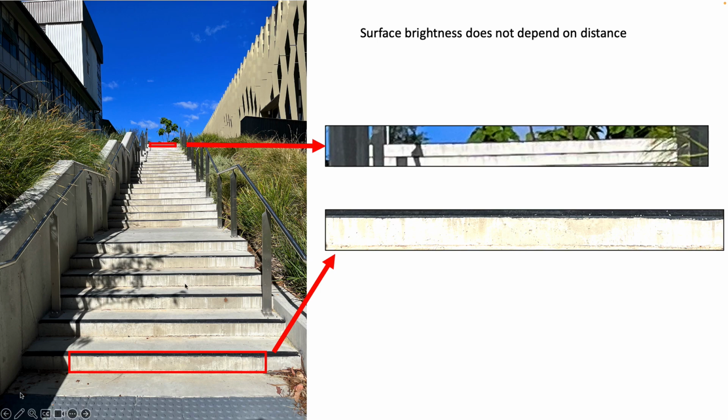Here, for example, is a flight of stairs just outside my office, and the bottom stair is much closer to me than the top stair. But if we enlarge the pictures of the two, we'll see the brightness per pixel is about the same. The reason is that they're illuminated by the same sunlight. The one that's further away, the light has to travel much further to reach me from the inverse square law, which you'd think would make it fainter.